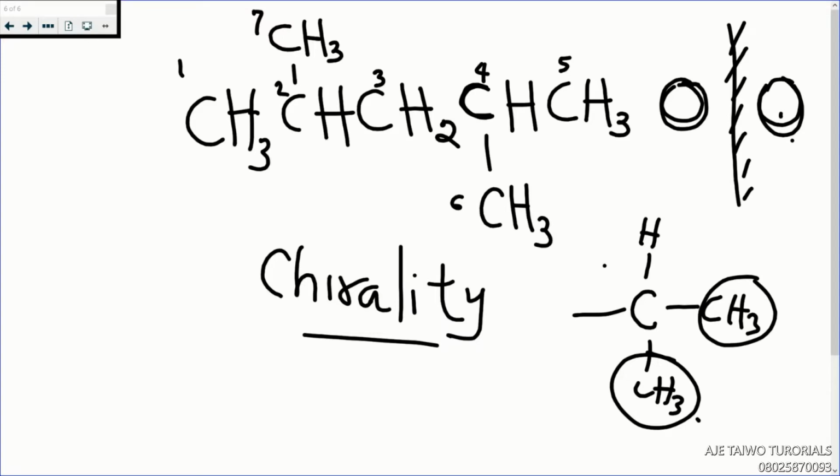That is, its mirror image is not the same. I said a chiral center has a non-superimposable mirror image. That means its mirror image cannot be overlapped on the real object. You cannot overlap the image and the object on each other. They will not fit perfectly into each other.